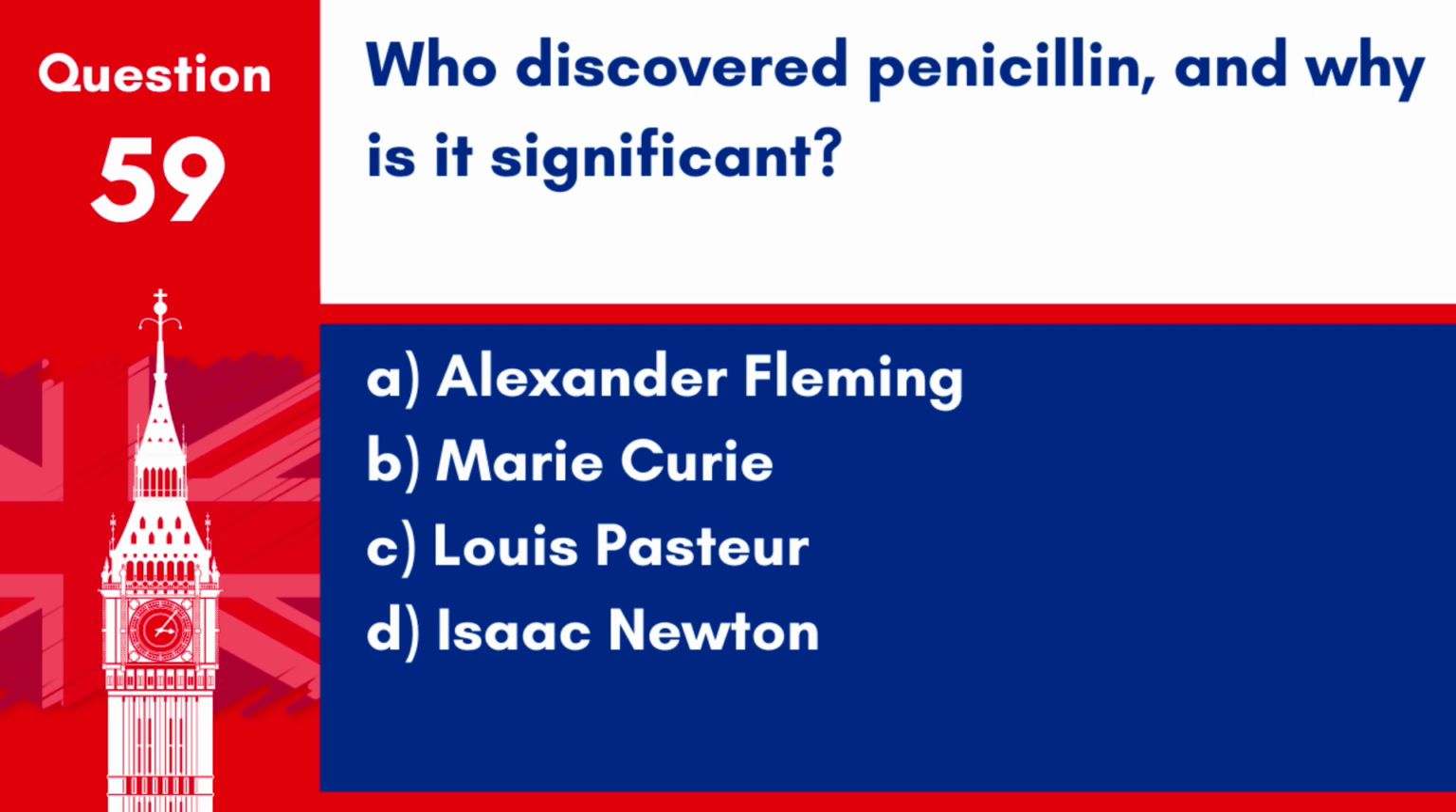Question 59. Who discovered penicillin, and why is it significant? A. Alexander Fleming. B. Marie Curie. C. Louis Pasteur. D. Isaac Newton. Answer: A. Alexander Fleming. Alexander Fleming discovered penicillin in 1928, and it is significant because it was the world's first antibiotic, revolutionizing the treatment of bacterial infections.